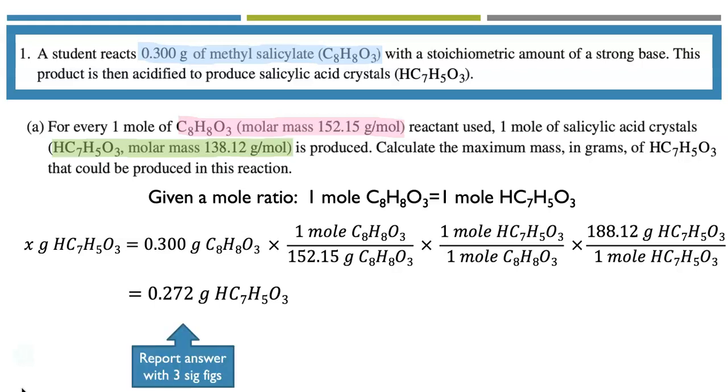I do want to point out that we're reporting our answer here with 3 sig figs, because our starting quantity had 3 sig figs, and our molar masses had more than that. That's not the major focus of this part, but we still want to be careful and pay attention to those details. Part A was scored for 1 point. Either it was done correctly or it wasn't. Either you had enough work and a correct answer, or you didn't.